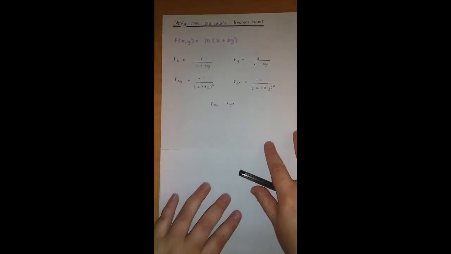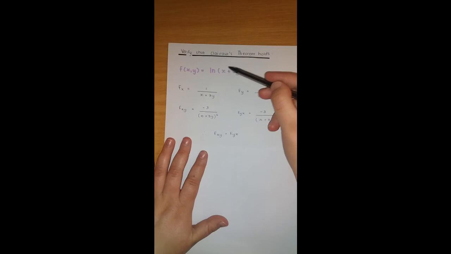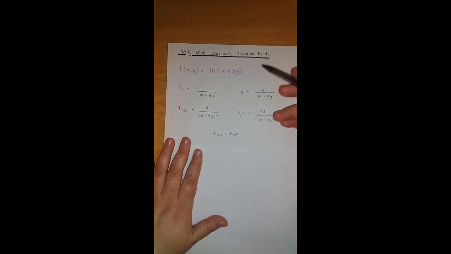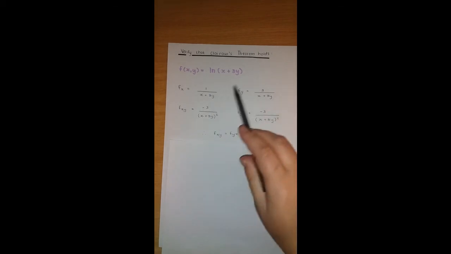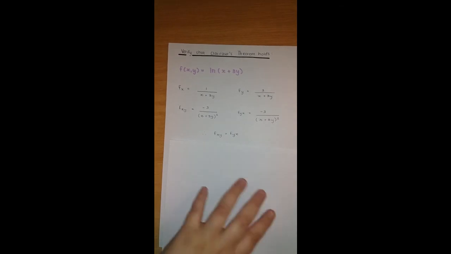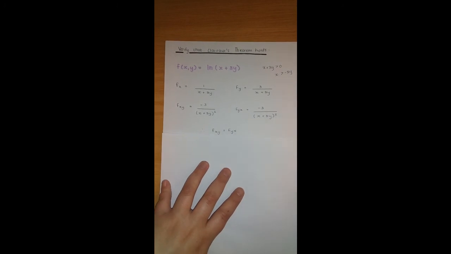Now the last question is, verify that Clairaut's theorem holds for the following function. You have f of xy is equal to ln of x plus 3y. We know that Clairaut's theorem says that f of xy has to be equal to f of yx if they are continuous in the domain of f. Since we have a ln, we know that x plus 3y has to be greater than 0, so x has to be greater than -3y. That's the domain of the function.